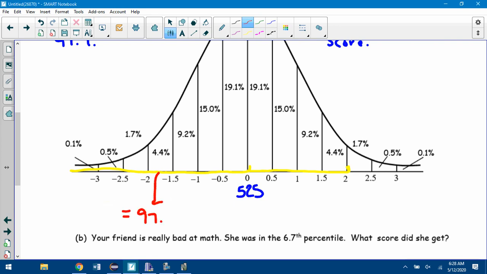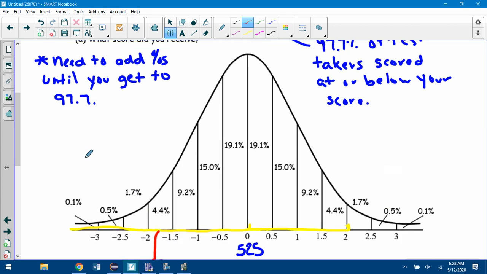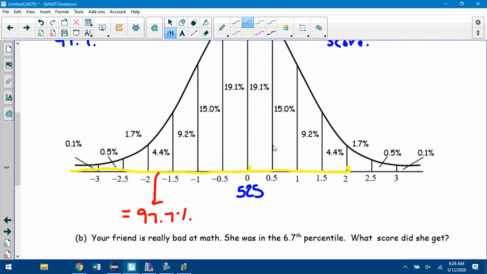equals 97.7%. Some of you might be thinking of an easier way to do it. Since this is so close to 100, I could also just do 100, start from this end, minus 0.1, minus 0.5, minus 1.7. You'd also end here. So either way, totally fine. Okay, so this is where I'm ending.